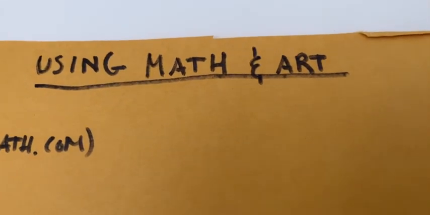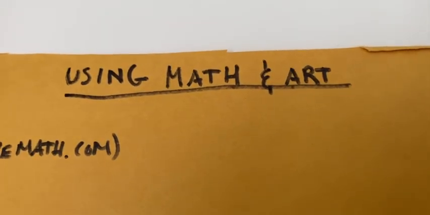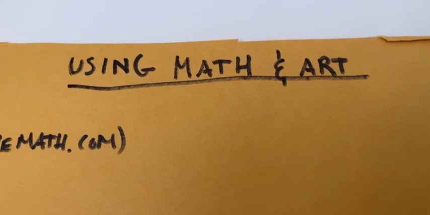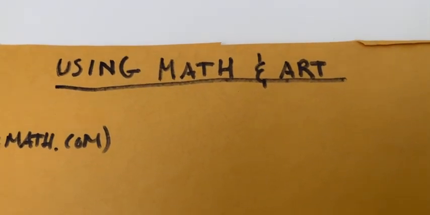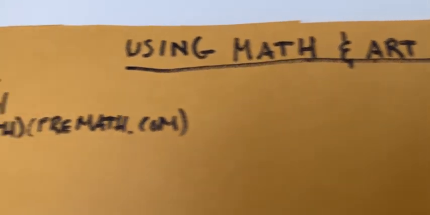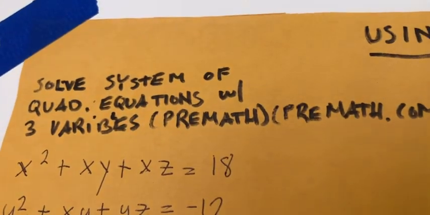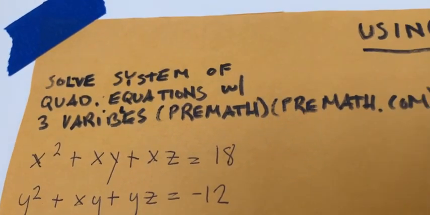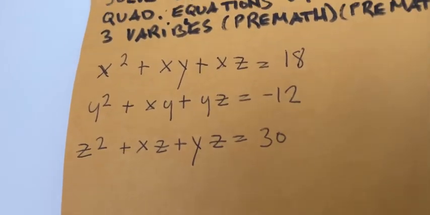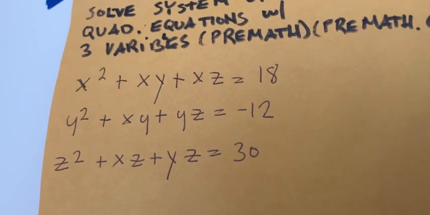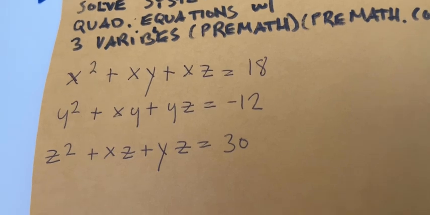I'm using something called math and art. I'm going to try to see if you could do math and art, or just make an algebraic equation and then pop it into a cartoon or a comic strip. So, what I have is this boring thing: solve a system of quadratic equations with variables, which I found from a video called Pre-Math. You know, something very, very boring. Well, you can be boring, but I could also try to see if you can make something out of it.